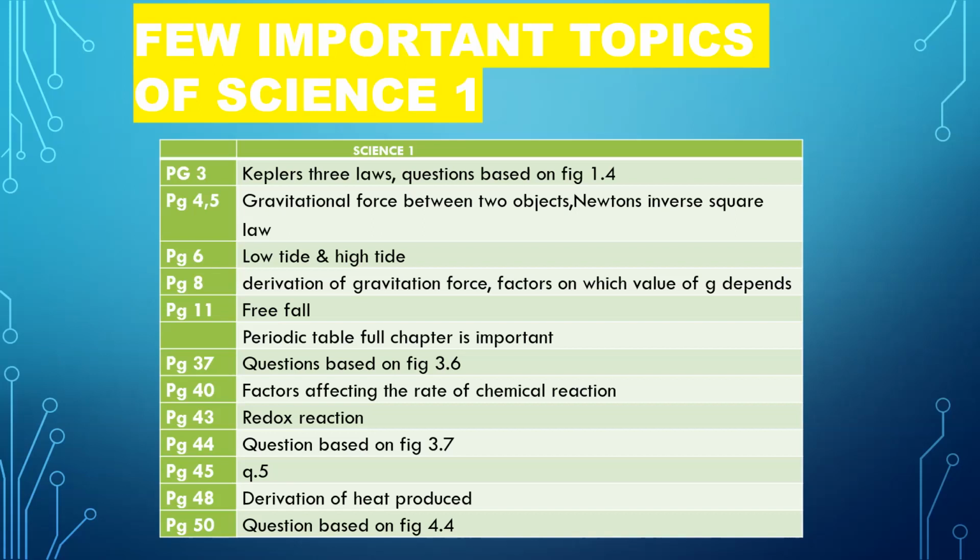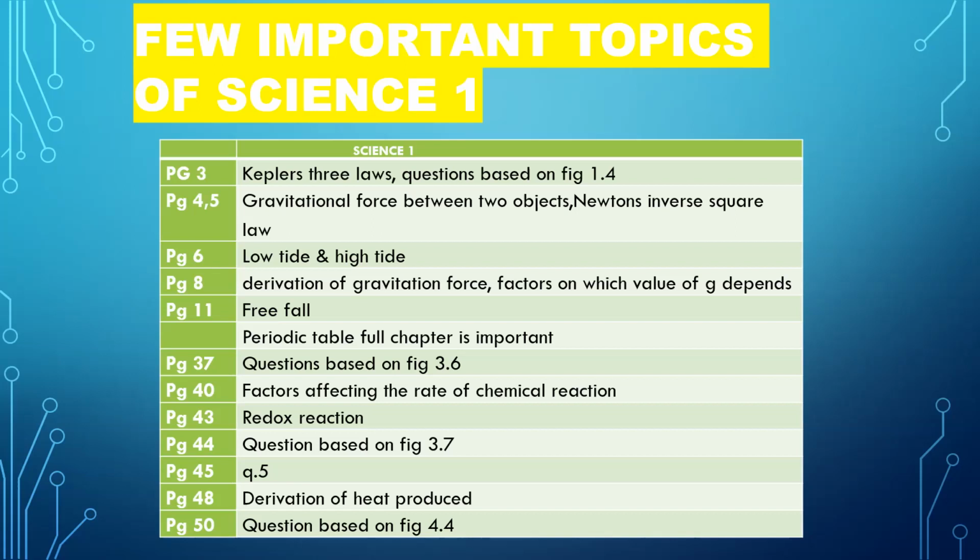This question number 4 and 5. On question number 6, low tide and high tide. On page number 8, derivation of gravitational force, factors on which the value of G depends. Page number 11, free fall. These are all from chapter number 1.